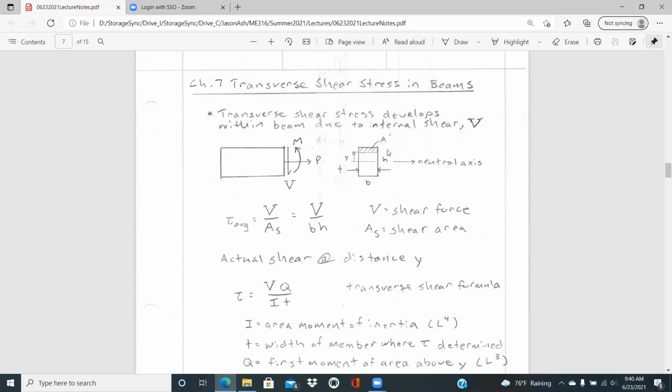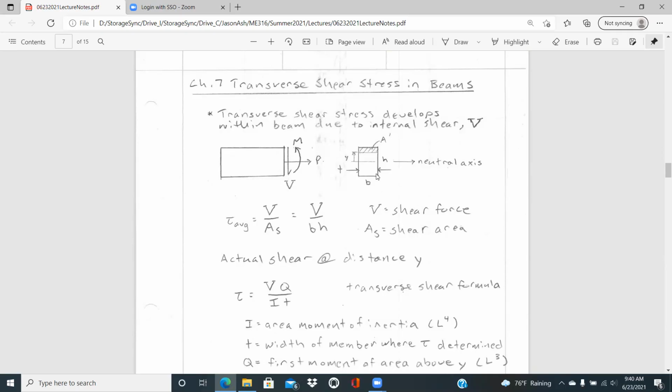And in solving the transverse shear stress, we'll need to solve a Q value that we'll get to, but that really just looks at a distance y away from the neutral axis, and you would be calculating your transverse shear stress at that distance y. And when you're doing that, you're just solving the area A prime above that location.